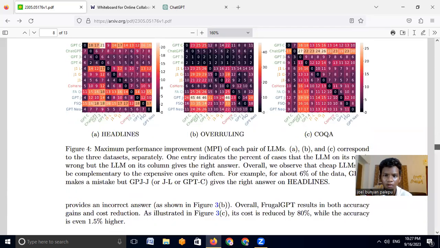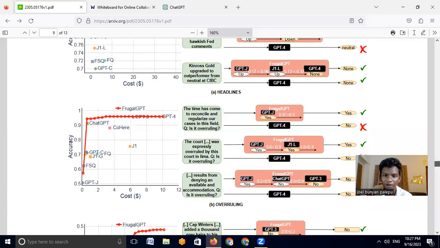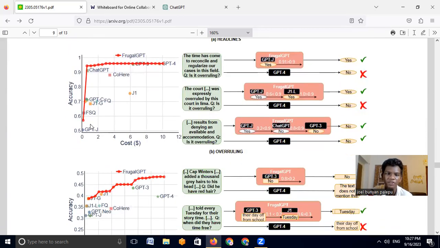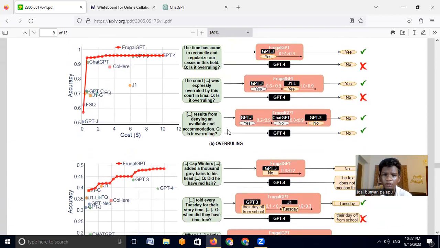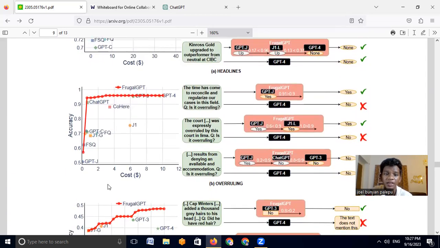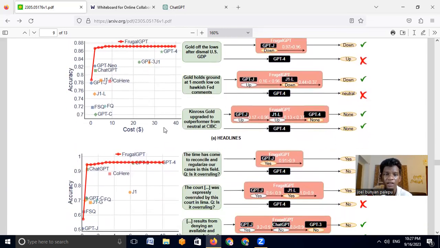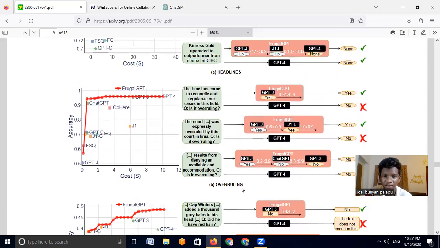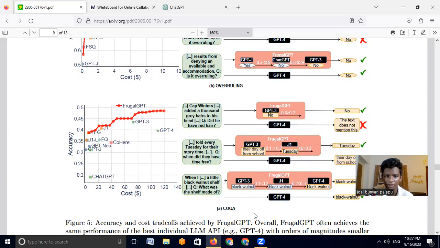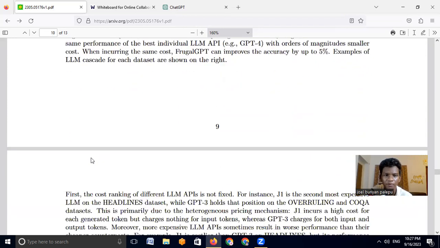I think we're just going to look at some graphs, and then we'll be going on. So we have a bunch of datasets here. One dataset is headlines, and one dataset is overruling and so on. We can see the performance, and as you can see, FrugalGPT is almost outperforming all these other models. Maybe in the case of the overruling dataset, GPT-4 is almost at the level of FrugalGPT, but FrugalGPT is still able to outperform it with very little cost. Maybe this dataset has challenged this model a little bit, but still the model is performing quite well.